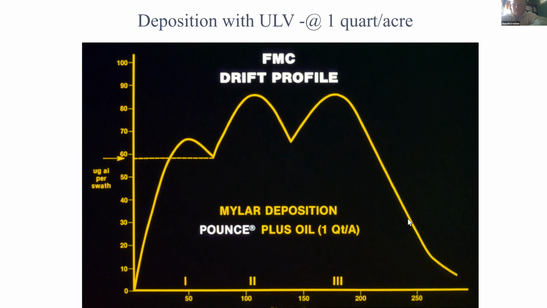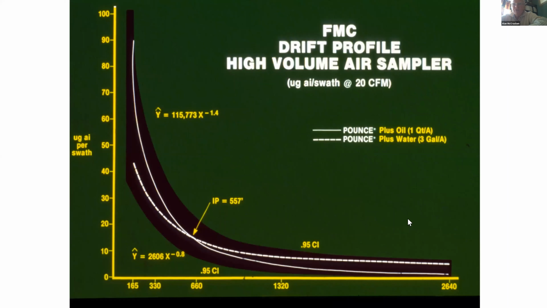The product reached the crop. It did not stay in the air. What does this mean? This means less drift. When we apply low volumes, you can see the solid line is low volume at 1 quart to the acre.